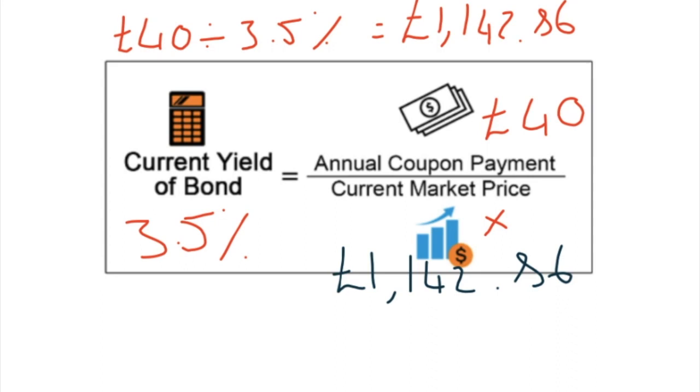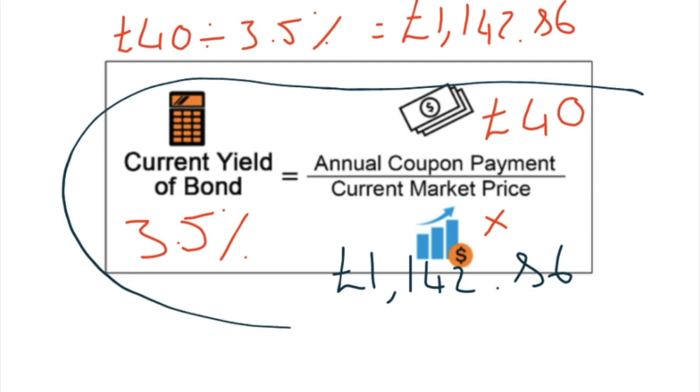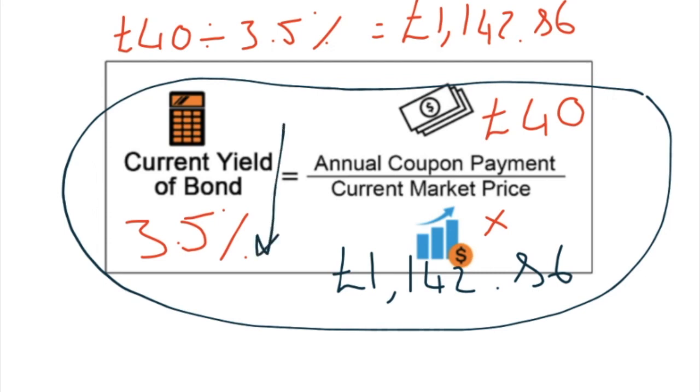equals £1,142.86. So again, if we use the original formula as I've done here, we'll see that 3.5% equals £40 divided by £1,142.86. So again, as we can see, the yield's fallen, but the market price has risen, but the coupon has remained fixed.